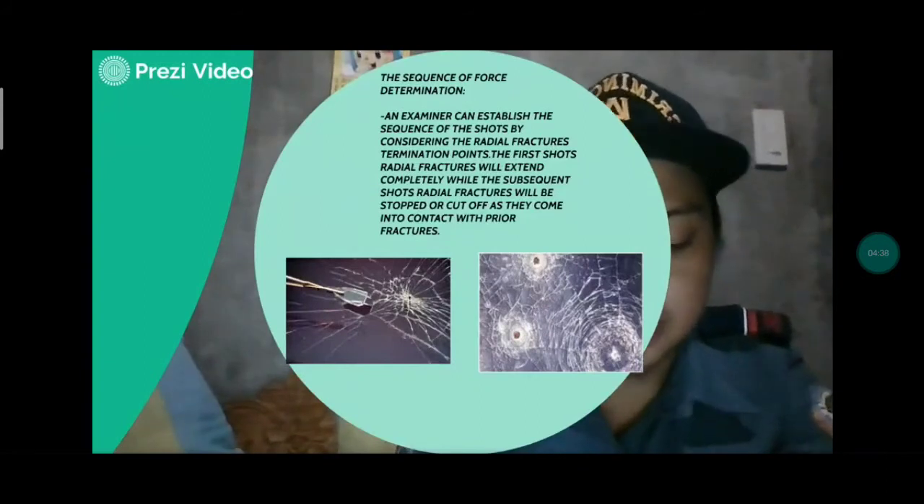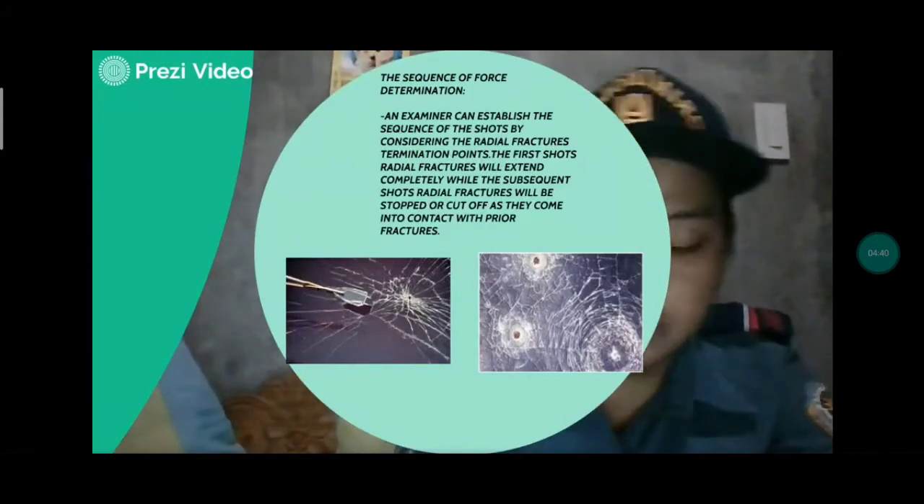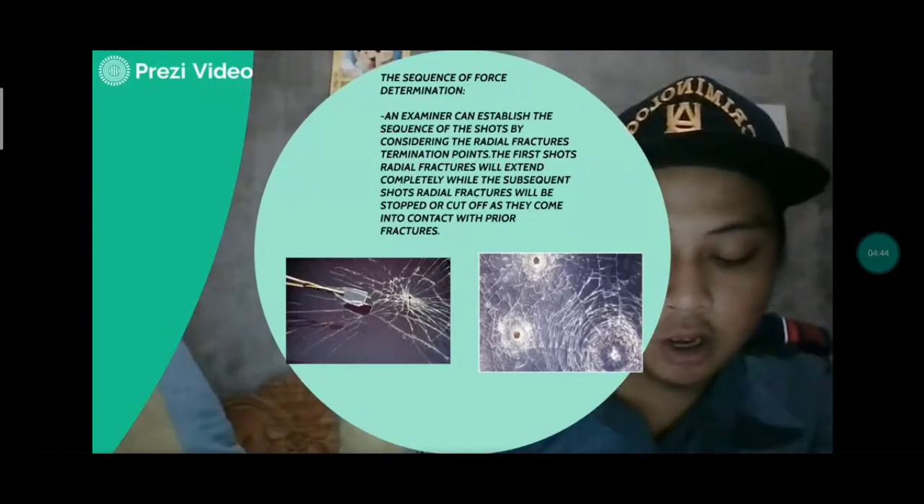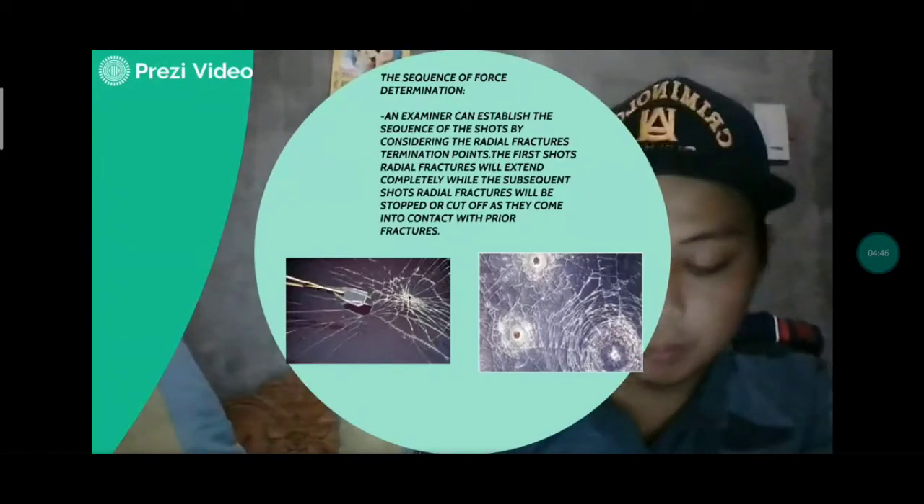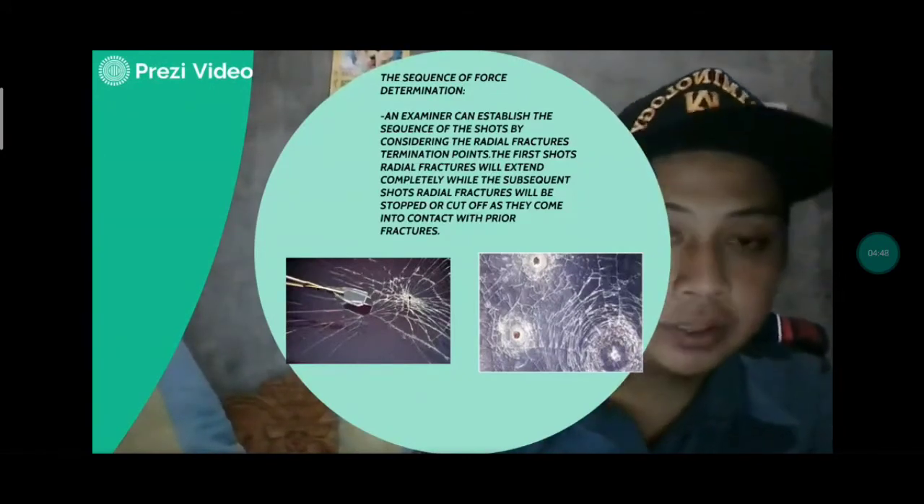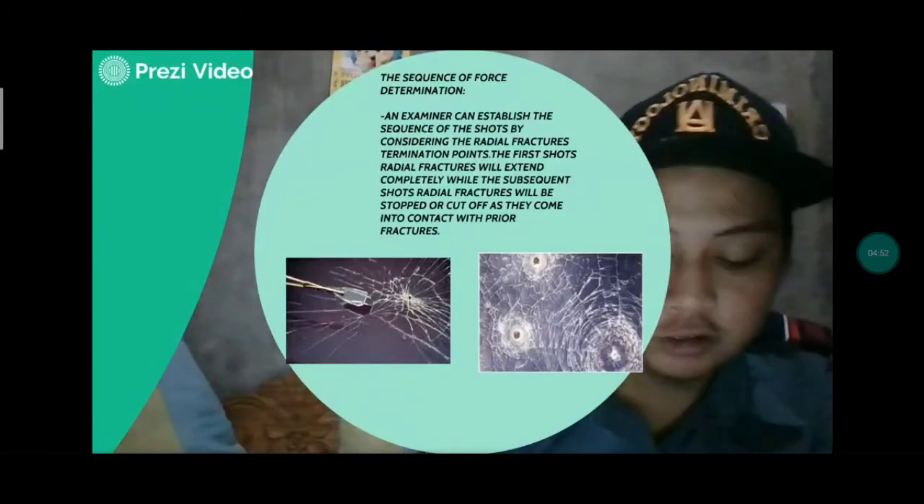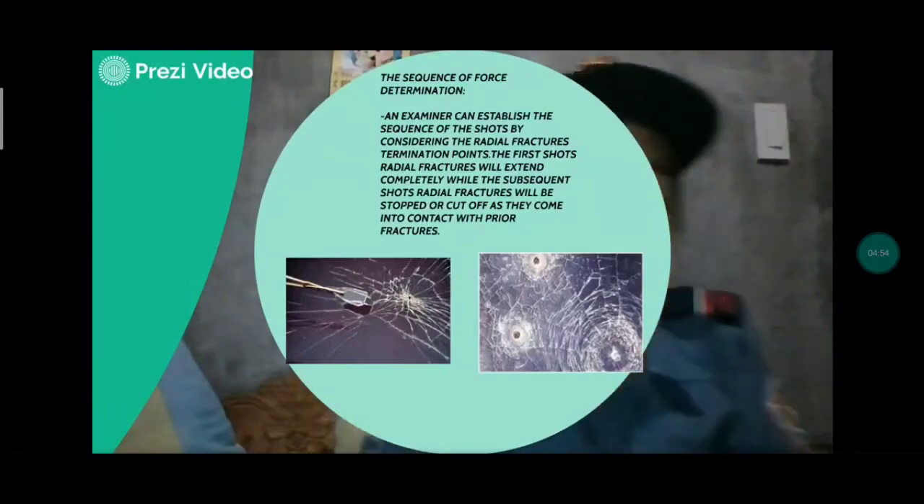A sequence determination is a type of examination conducted by forensic binocular optical microscopy, scanning electron microscopy, atomic force microscopy, lifting techniques.